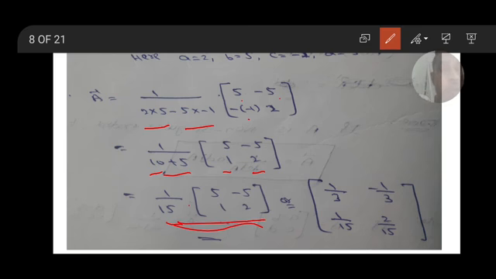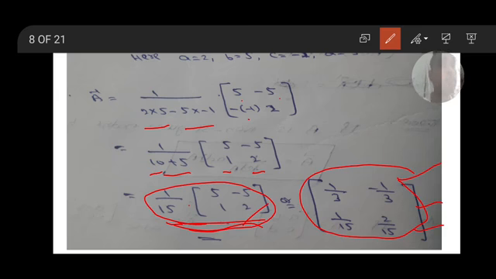Or if you multiply with 1 by 15, we get 5 by 15 means 1 by 3, minus 1 by 3, 1 by 15, 2 by 15. If you keep it like this also, it is the correct answer. If you multiply, we get this answer. Okay. Next.